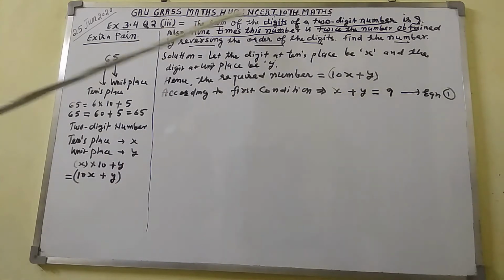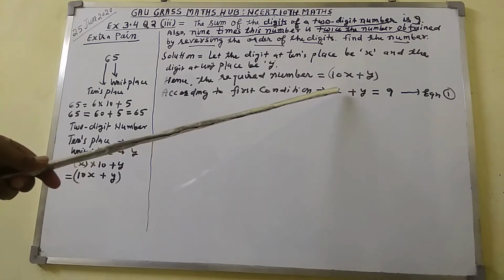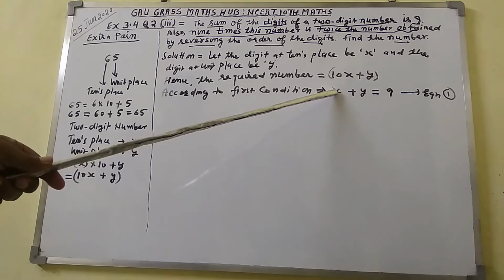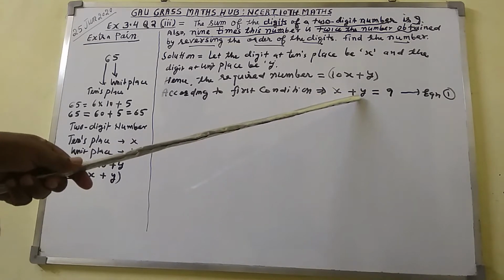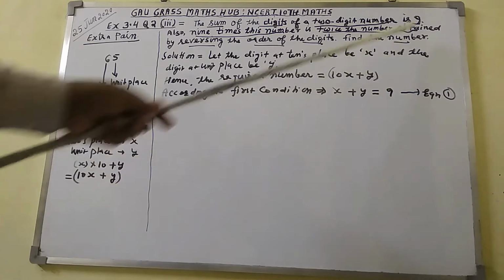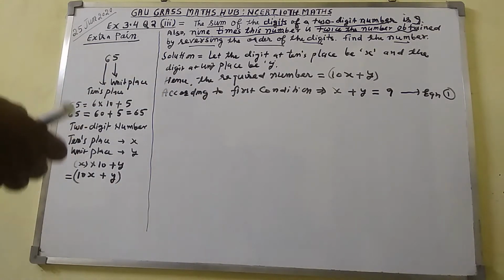Here it says sum of digits. I have made the sum of digits: the tens digit is x and the unit digit is y. I have made the sum of both, and the output is 9. Now I have formed equation number 1.